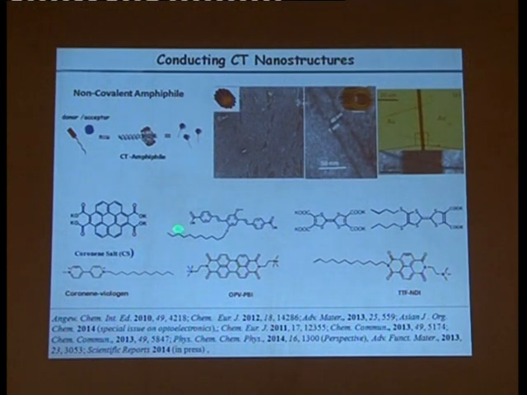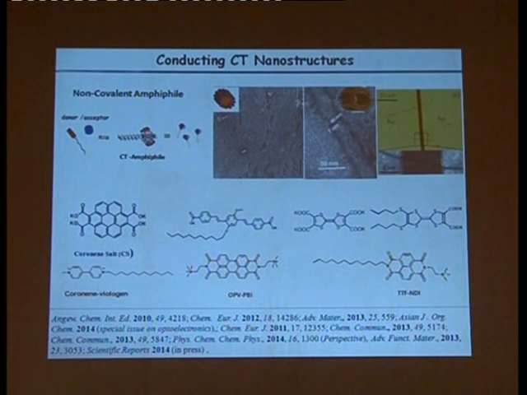In these two systems it is much lower, but we have now started working on tetrathiafulvalene and NDI systems, where the extent of charge transfer is around 0.75 if you calculate the parameter, which is good enough for an organic ferroelectric. So we are trying to make organic ferroelectric nanostructures based on this kind of design.